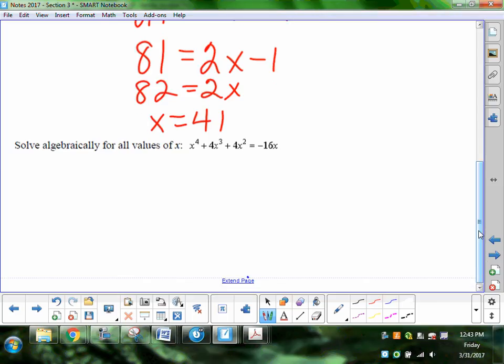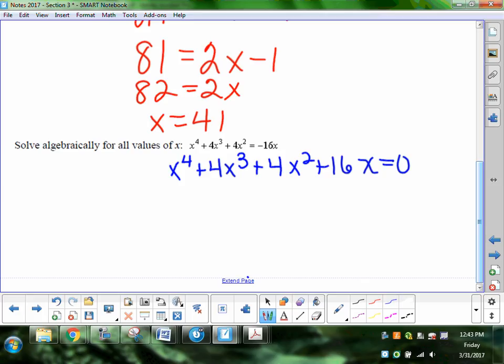Take a look at the next one. How many answers is this going to have, Jessica? What would you do to start this off? So I've got x to the 4th plus 4x cubed plus 4x squared plus 16x is equal to 0. What do we do now from here? Leah?